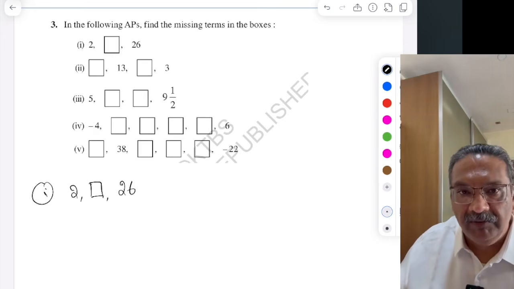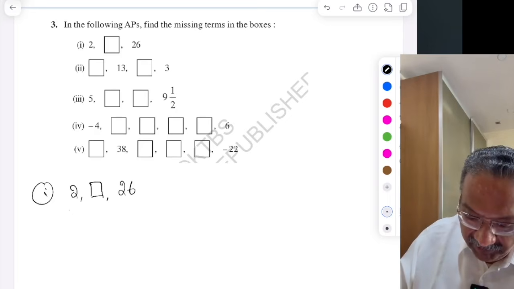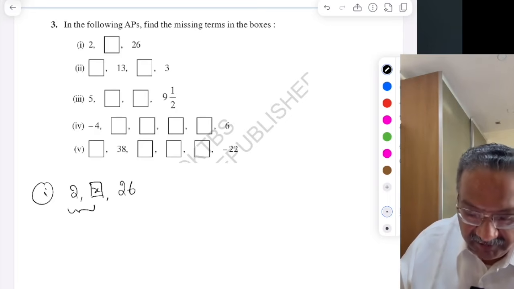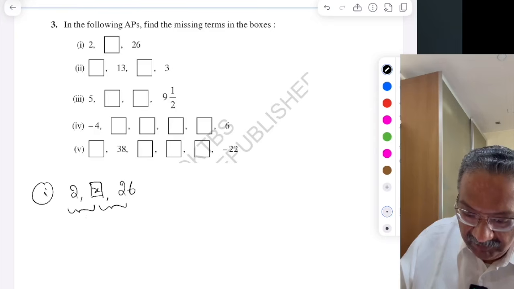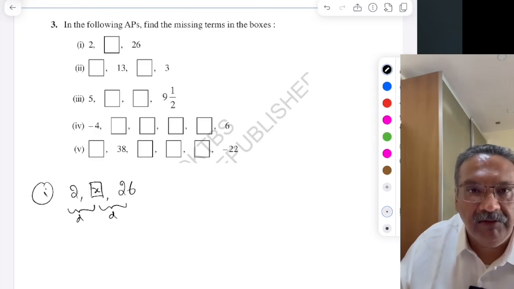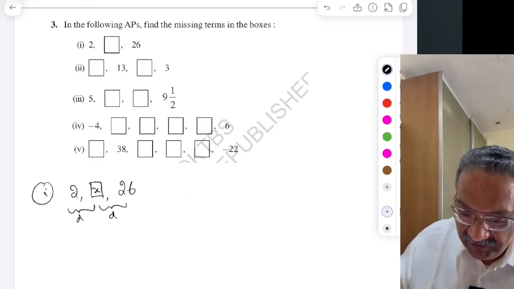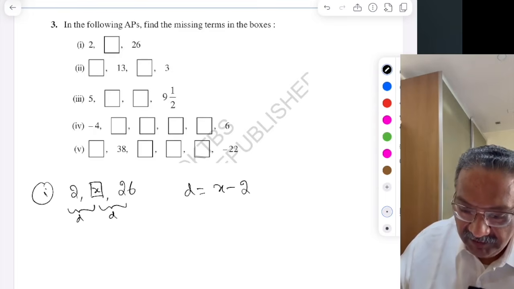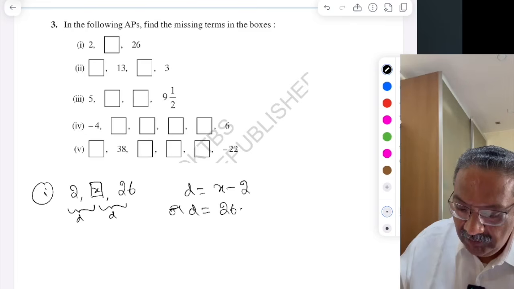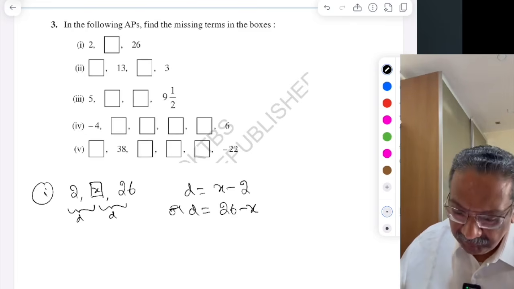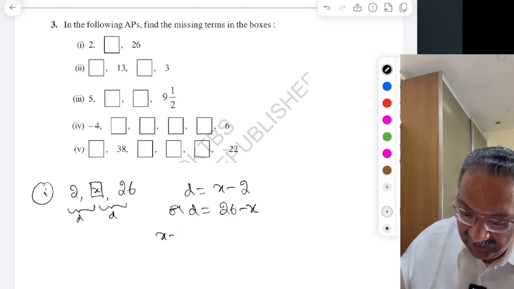So there are multiple ways of doing this here. Let us take this as x. This is also a common difference, this is also a common difference, both are equal. So the common difference d is equal to x minus 2, or the common difference is also equal to 26 minus x. So we can say that x minus 2 is equal to 26 minus x.